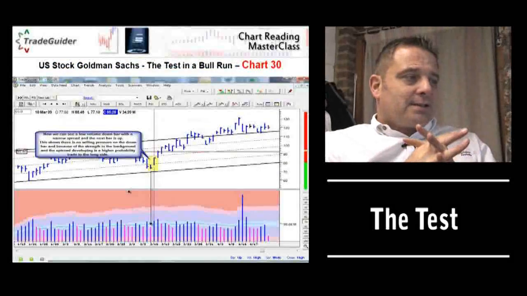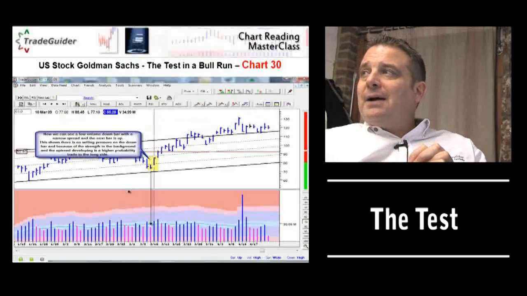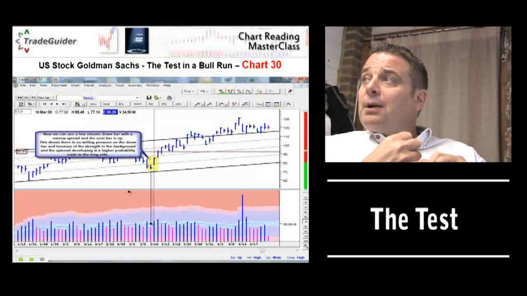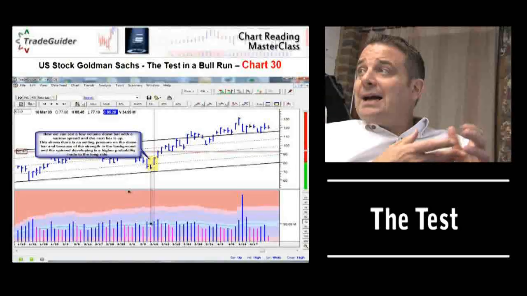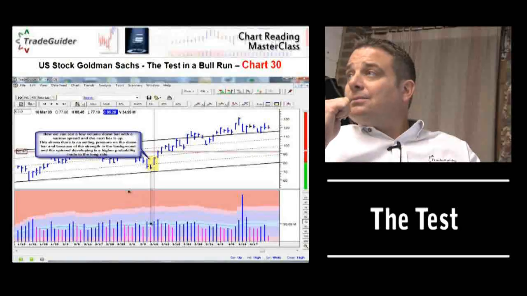Now, the test is most powerful in an uptrend. However, we have different types of tests, and in fact we have signals in Trade Guide that say no supply, test in a rising market, and test. And basic test. That's 4 tests. Could you have a test on an up bar?